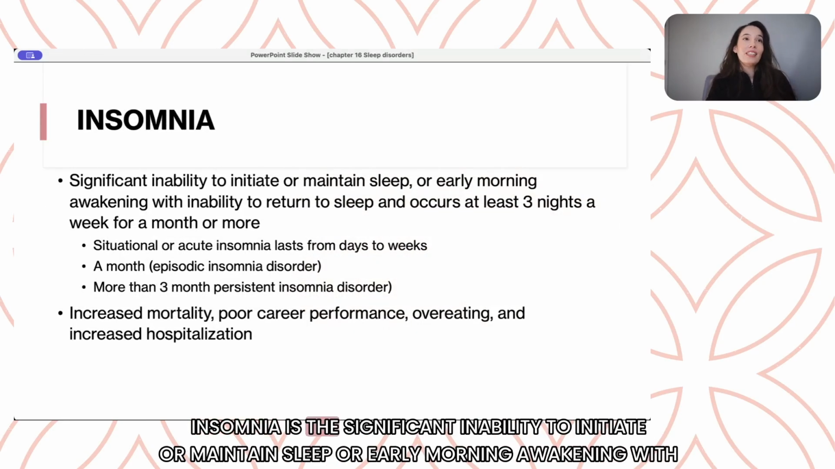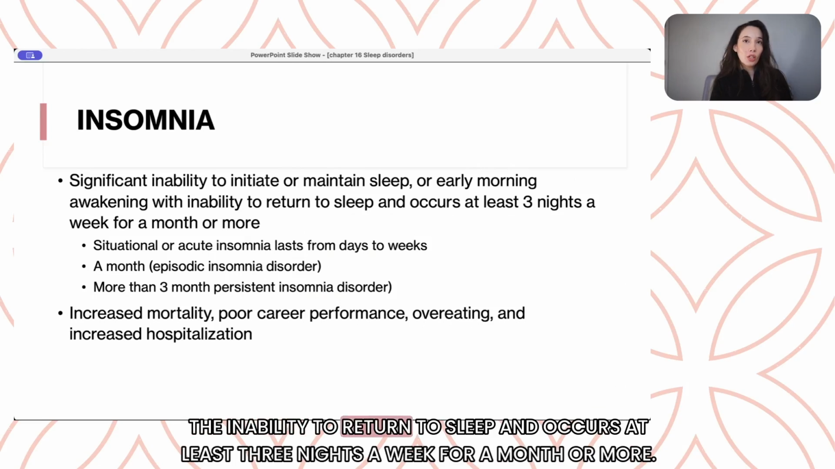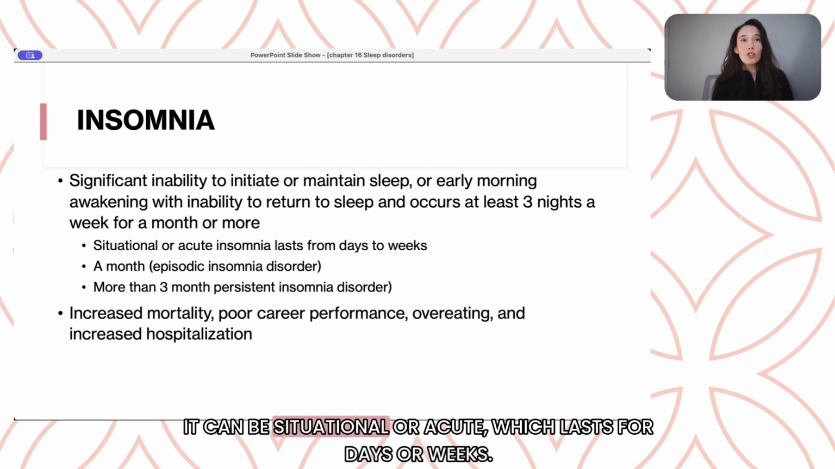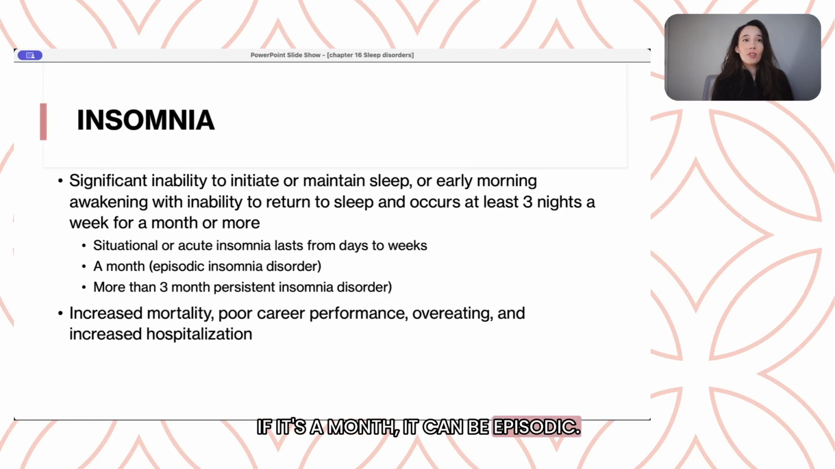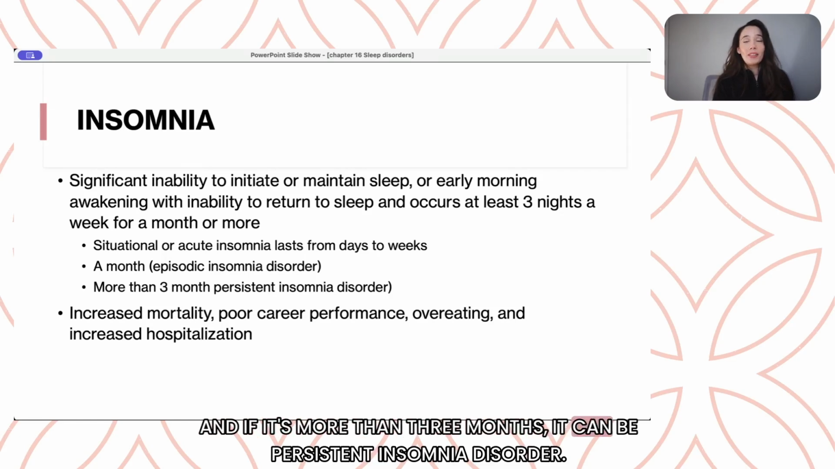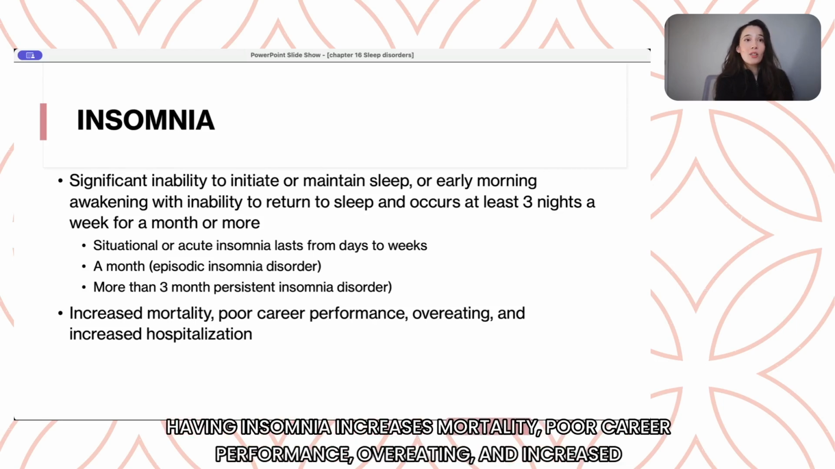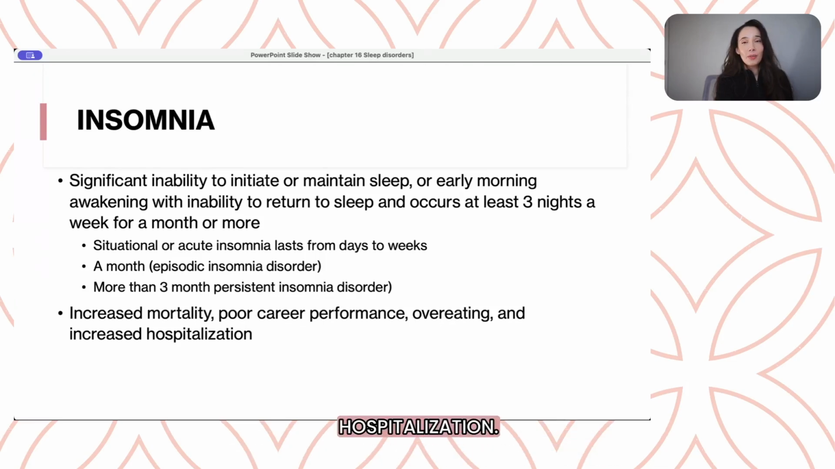So insomnia is the significant inability to initiate or maintain sleep or early morning awakening with the inability to return to sleep, and occurs at least 3 nights a week for a month or more. It can be situational or acute, which lasts for days or weeks. If it's a month, it can be episodic. And if it's more than 3 months, it can be persistent insomnia disorder. Having insomnia increases mortality, poor career performance, overeating, and increased hospitalization.